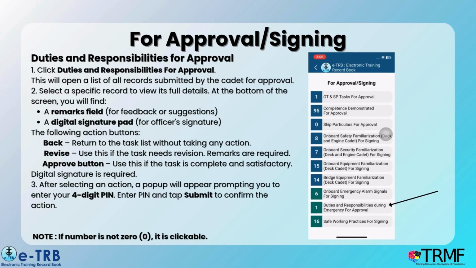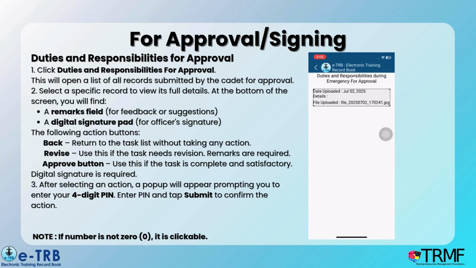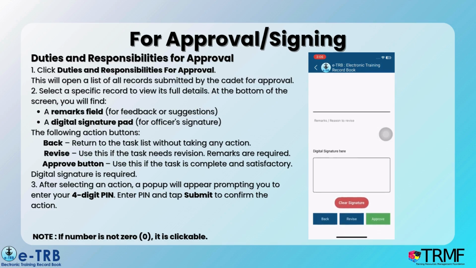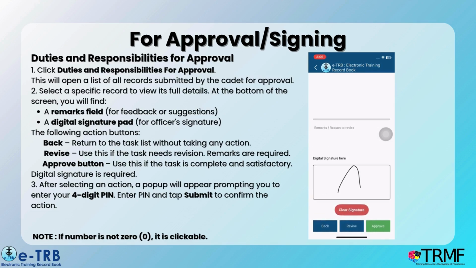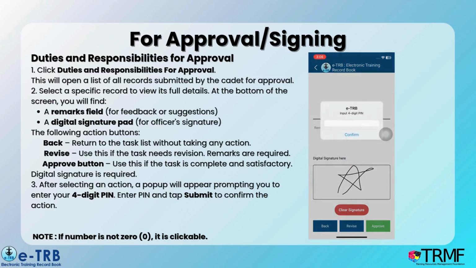1. Click Duties and Responsibilities for approval. This will open a list of all records submitted by the cadet for approval. 2. Select a specific record to view its full details. At the bottom of the screen, you will find a Remarks field for feedback or suggestions, a digital signature pad for officer's signature, and the following action buttons.